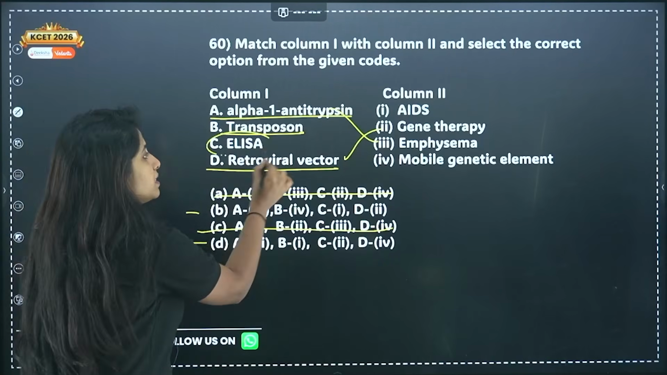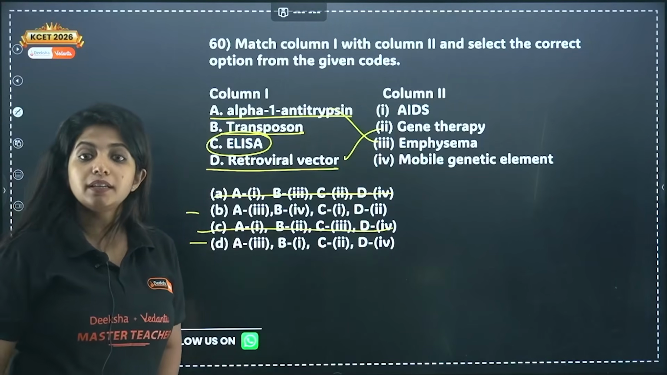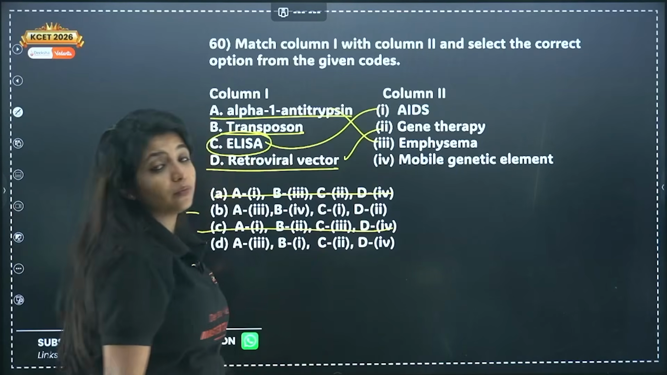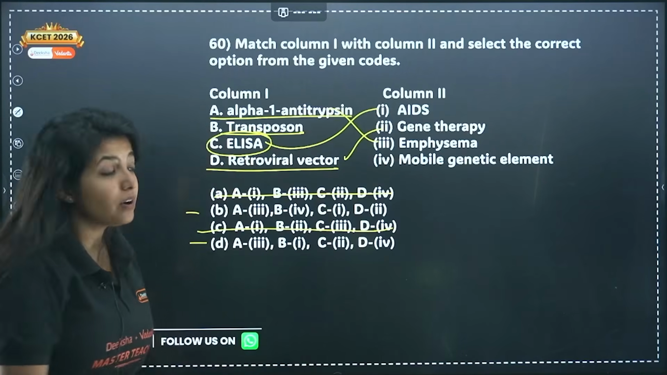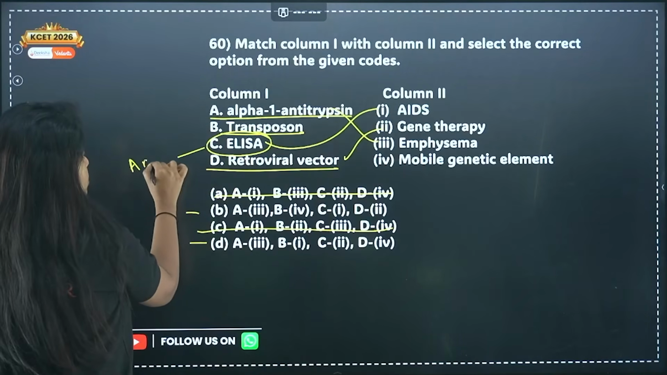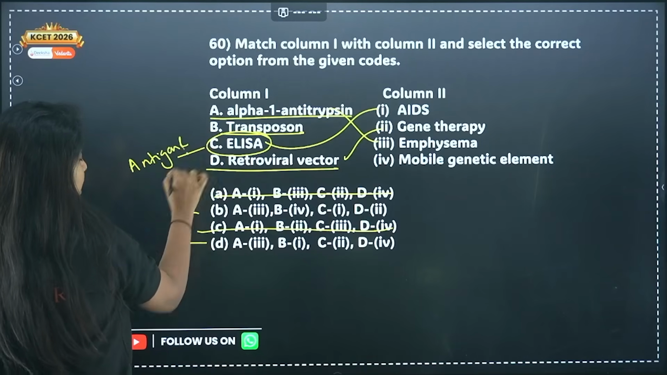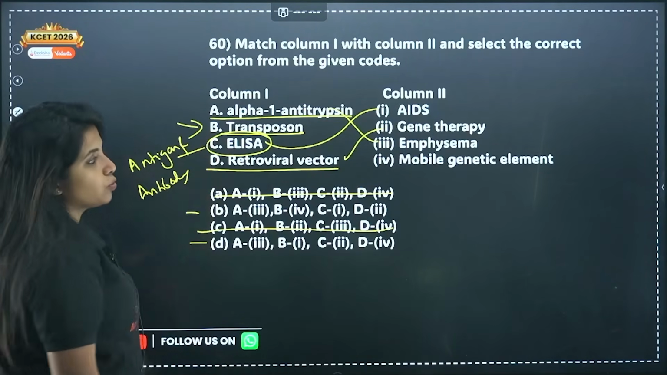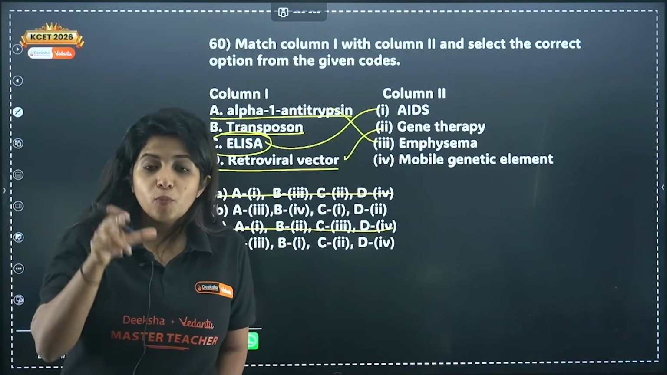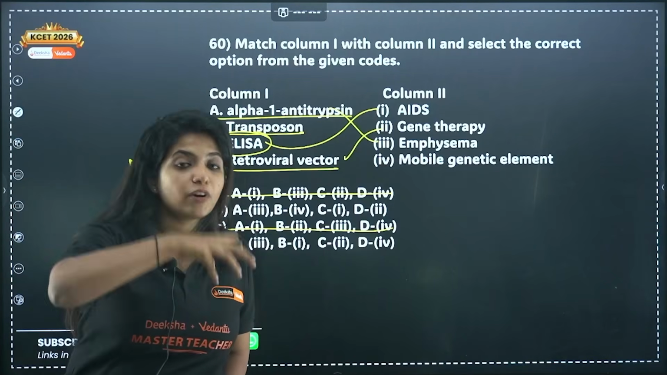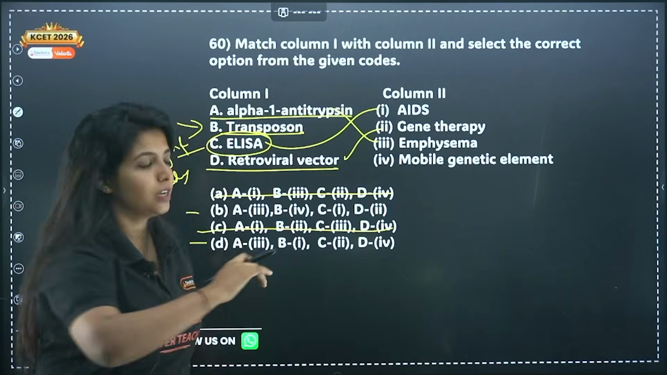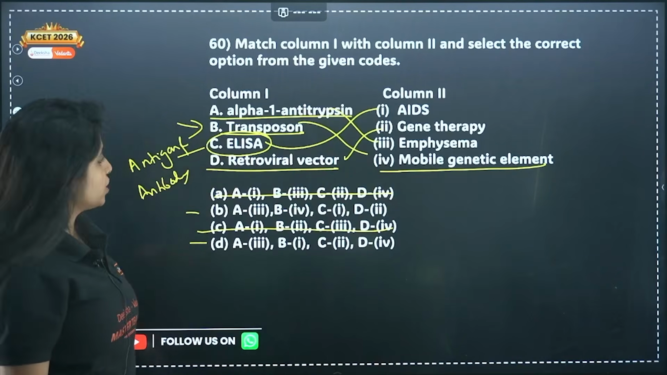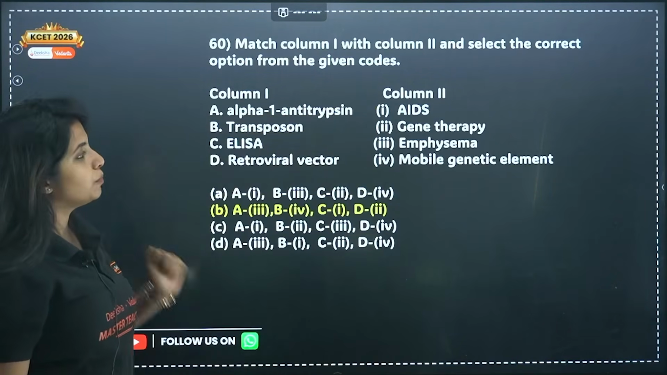Now what is ELISA? ELISA is enzyme-linked immunosorbent assay, which helps me in finding out if someone has AIDS. It works on the antigen-antibody principle. We discussed it, right? Antigen-antibody principle. What are we left with? Transposon. Transposons are mobile genetic elements. That means they can move from one area to another in our genes. So transposon goes with this. So what is your answer for this particular question? Your answer would be P.